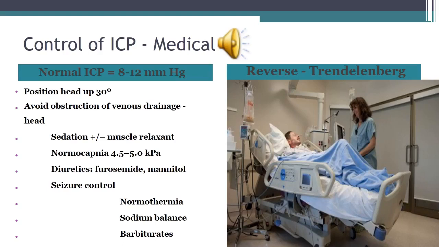We can use diuretics such as furosemide or mannitol. We have to control the seizure. We have to take care about the temperature surrounding the patient; it should be normothermic. Also, we have to maintain normal sodium balance, and we can use barbiturate. The reverse Trendelenburg position is a suitable position for patient with head trauma.